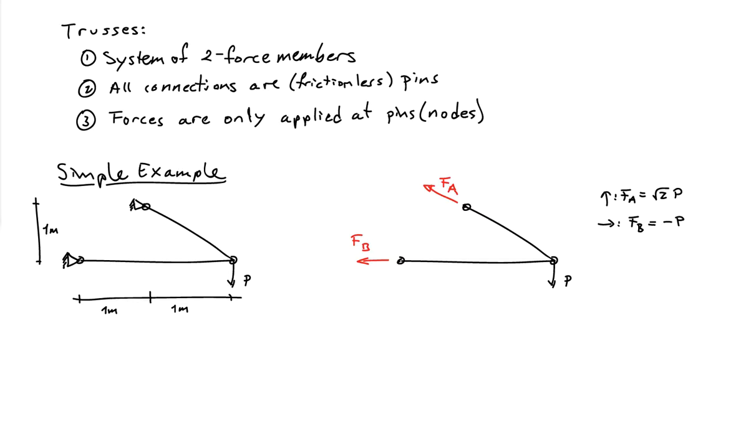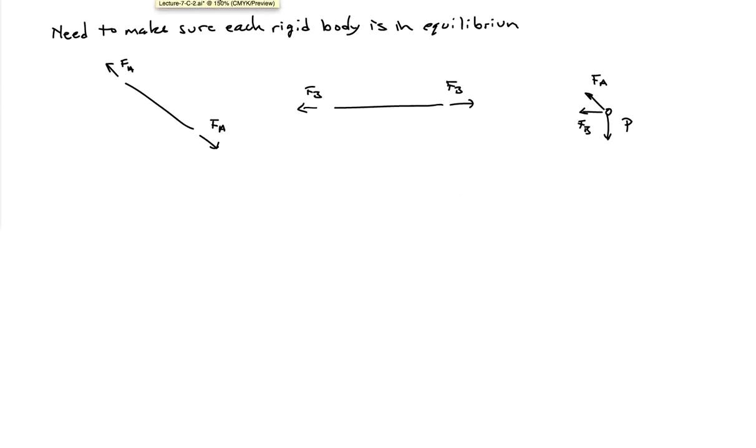Now, if we want to ensure that the entire truss is in equilibrium, we have to be a little bit more careful, because when you have a system of rigid bodies, it's not just that you have overall equilibrium of the system, but that each body of the system is individually in equilibrium. So if I separate out all the parts of my truss here, then I have two bars, the slanted one with the force FA and the horizontal bar with the force FB, and then I have the pin that has also reactions FA and FB acting on it and the downward force P.